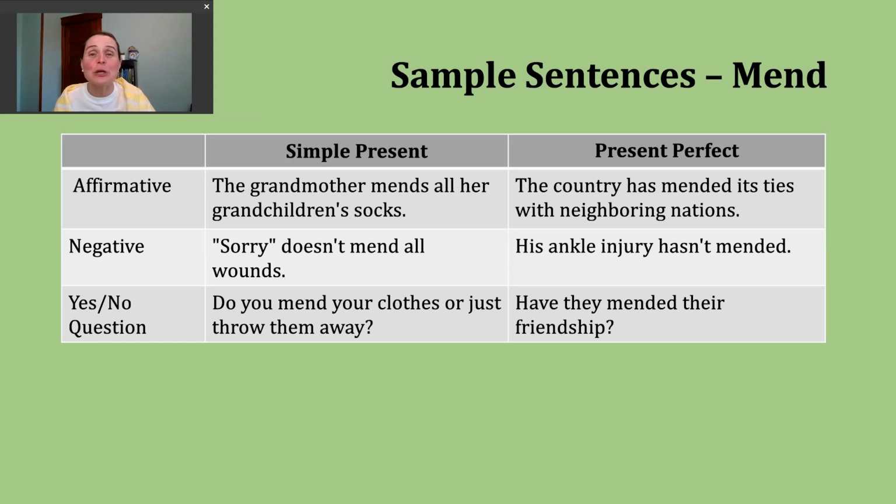Now, let's take a moment to look at a yes or no question in the present perfect. To do this, I start with have or has, then I place my subject, and then the participle form of the verb. Here's another example. Have they mended their friendship?